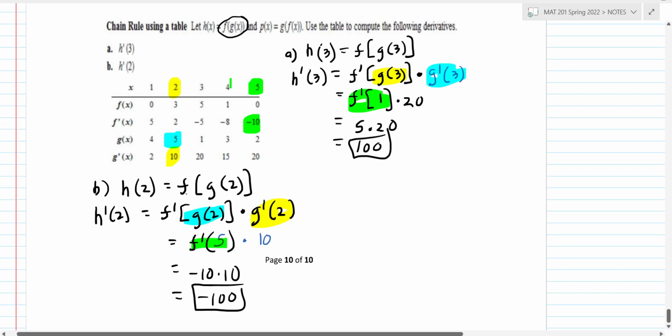So you want to write your function as f of g of 2. Chain rule would be f prime of g of 2 multiplied by the derivative of what's inside. Look up g prime of 2. Here's 2. g prime of 2 is 10. Look up g of 2. That's what I got in blue. That's 5. So now I bring that down. I've got f prime of 5 times 10. Here's 5. f prime of 5 is -10. So that's how I get the answer.